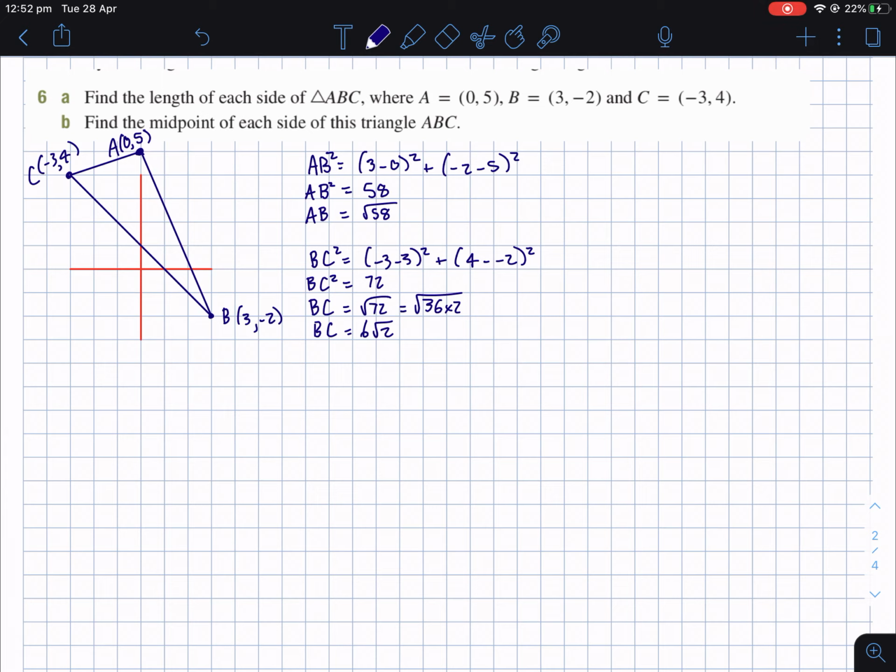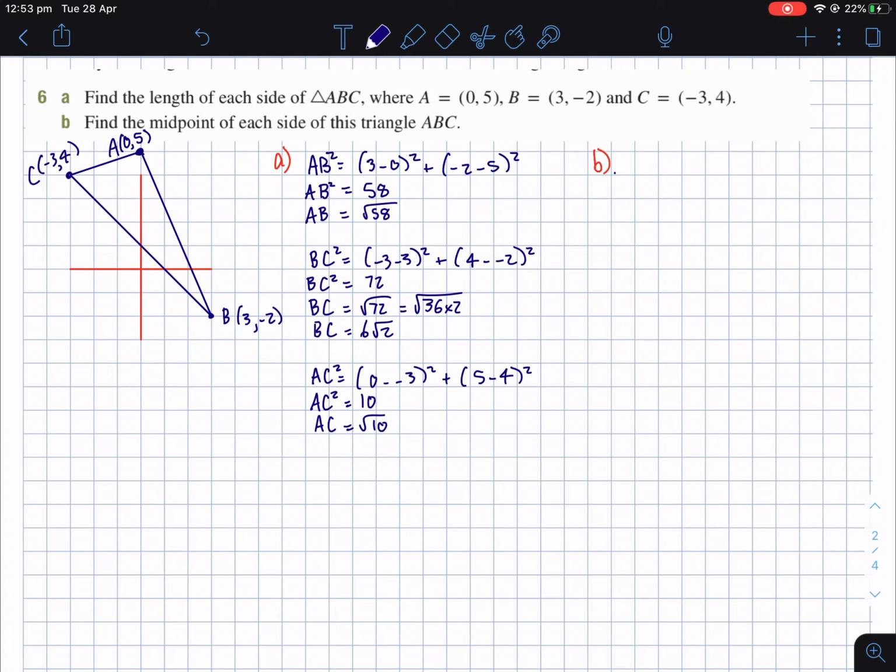Finally, we have AC, which is 0 take -3 squared plus 5 take 4 squared. So AC squared equals 10. So AC is root 10. Okay, and now let's find the midpoint. Actually, I'm going to do the midpoint over here. So we found the lengths of each side. Now we want to find the midpoint.